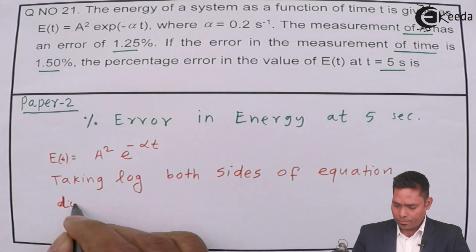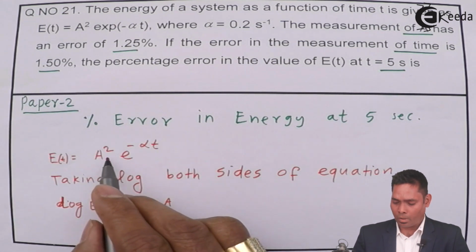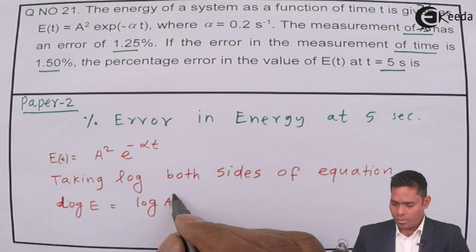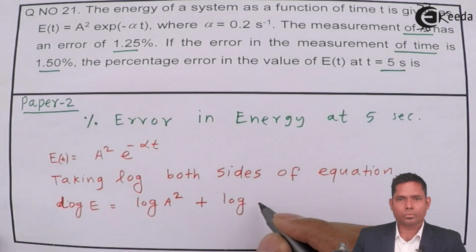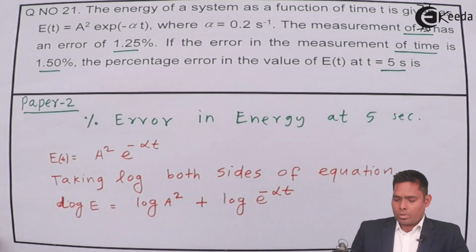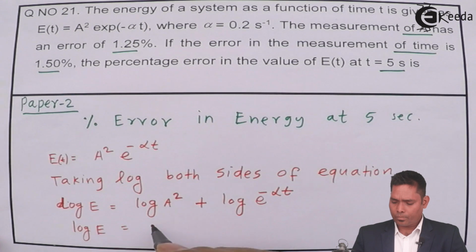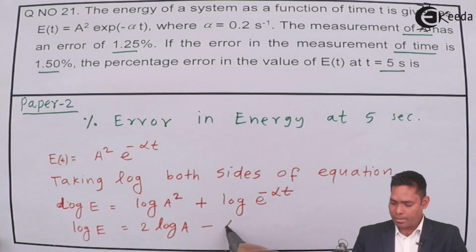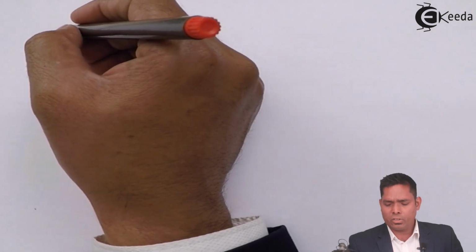log of E equals log of, this is a product, so it is log of A squared plus log of e to the power minus alpha t. So now log of E equals 2 log of A, and the log and exponent cancel, so this becomes minus alpha t. So this is the equation. And to find the percentage error, this equation is differentiated.